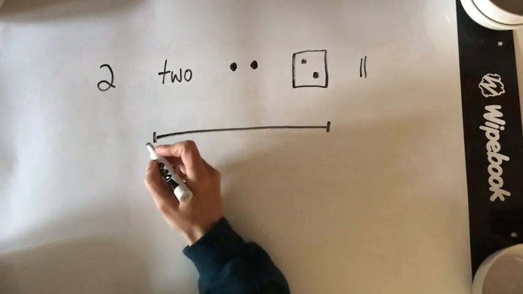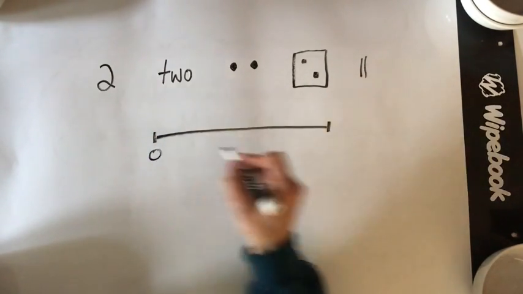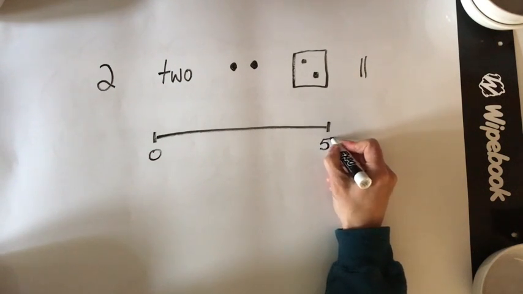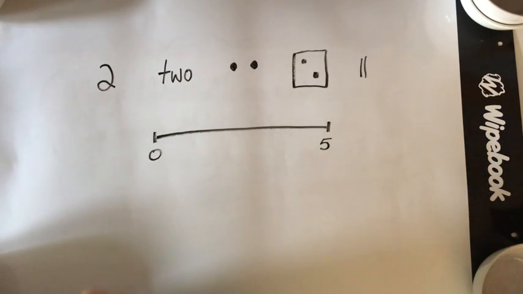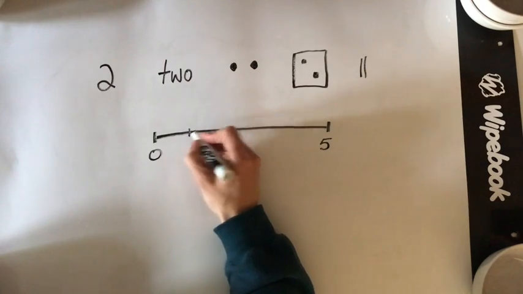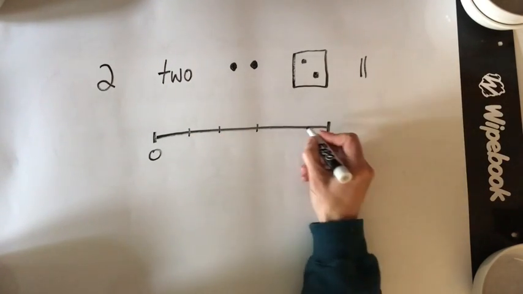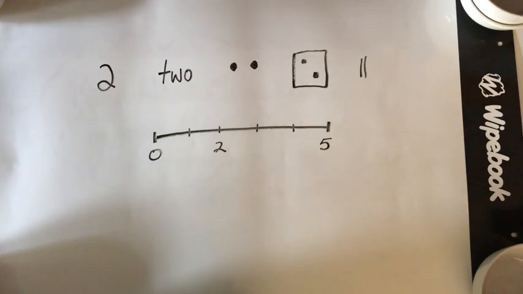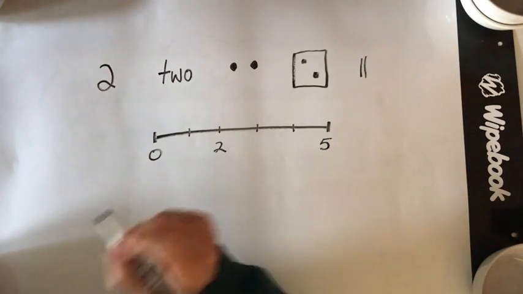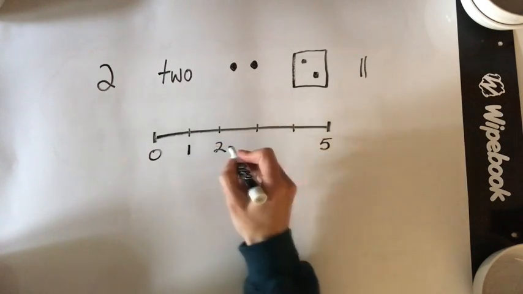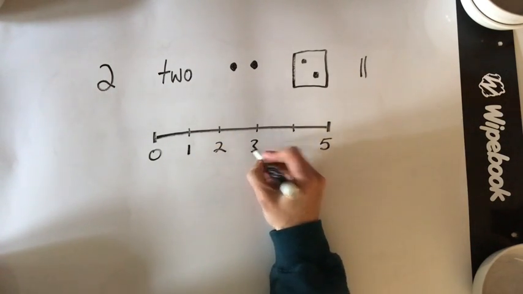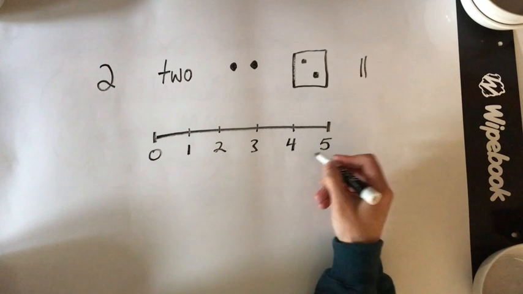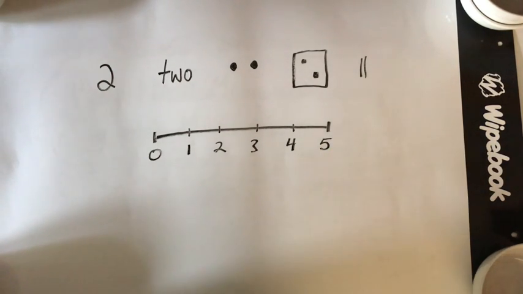And this number line, I'm going to have it go from 0 to 5. So if I want to show 2, I could show 2 on my number line, and 2 would show up here. Now this is where counting and rote counting is so important, because 1 comes before 2, and after 2 comes 3, and after 3 comes 4, and after 4 comes 5, and so on and so on. These numbers actually have an order.